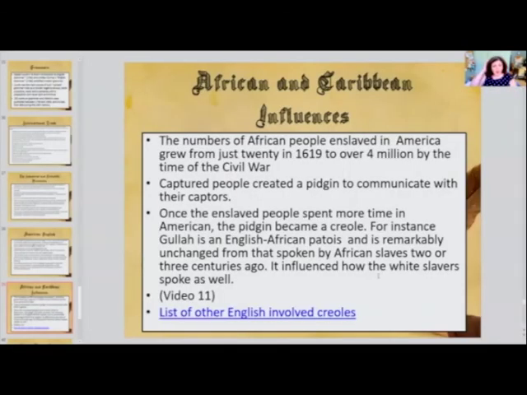So as you can probably hear from that, it is a distinct language. It doesn't sound like English, but is an amalgamation of an African language that was brought over with the slaves and mixed with English. I do have here a link to a list of other English-involved creoles. There are quite a few. Some of them are now extinct languages, unfortunately, but there have always been many.